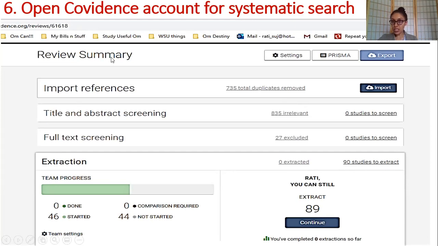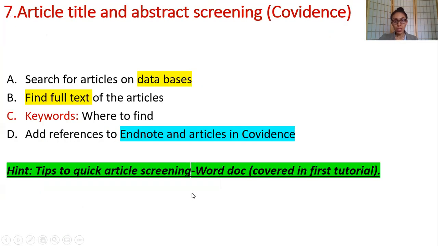It is used for article screening. It is used for the title and abstract screening. And it is also used for full text screening. And you can have more than one person use Covidence with the same account, all right? You can invite users who are not affiliated to University of Canberra to review in Covidence as well. Okay, so it is used by multiple people. It helps with the blinded article screening process. So lots of advantages, all right?